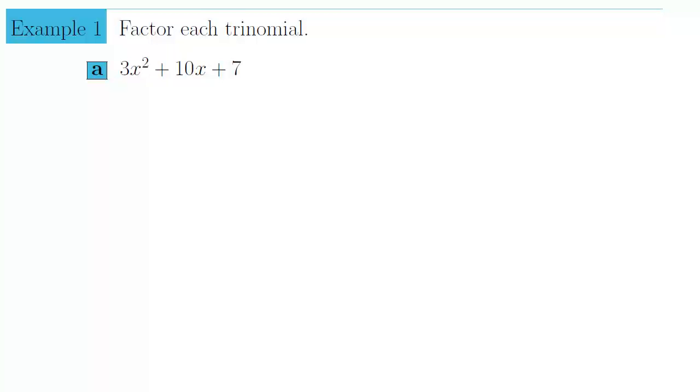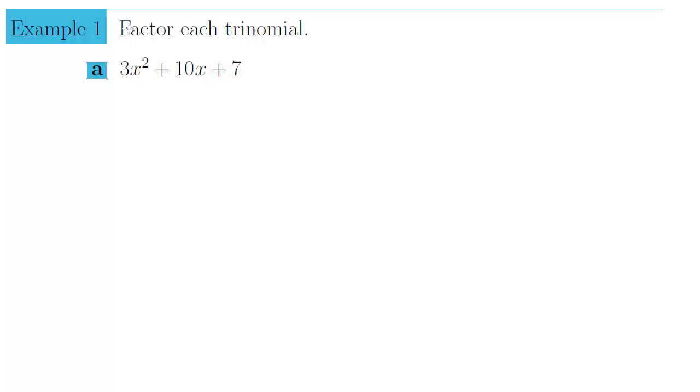Alright, so here's our examples for this topic. The instructions say factor each trinomial. The first trinomial we're given is 3x squared plus 10x plus 7. Okay, so the strategy to factor trinomials is to reverse FOIL.